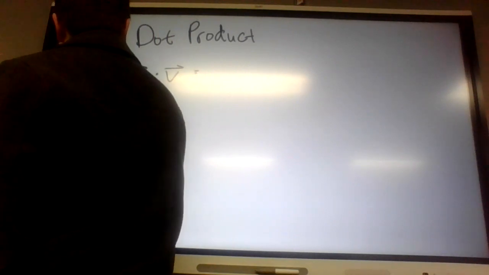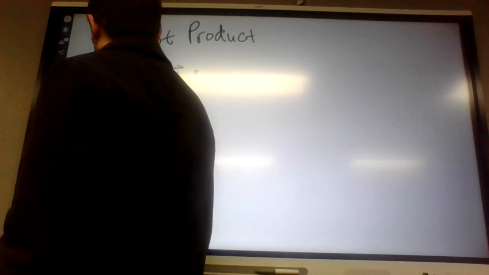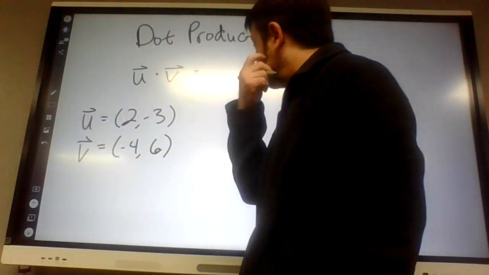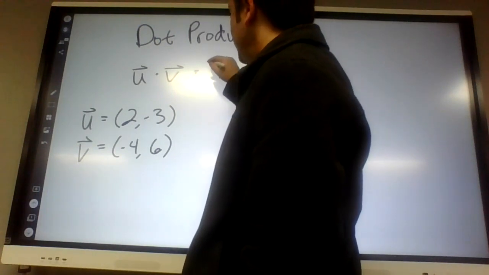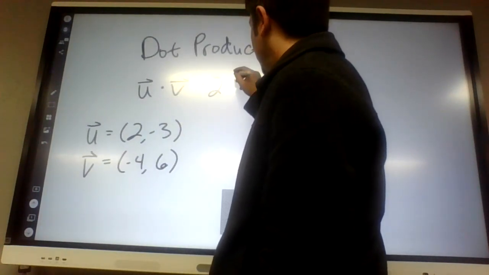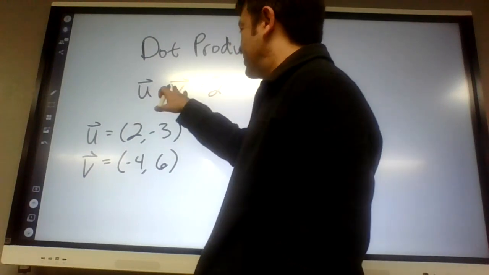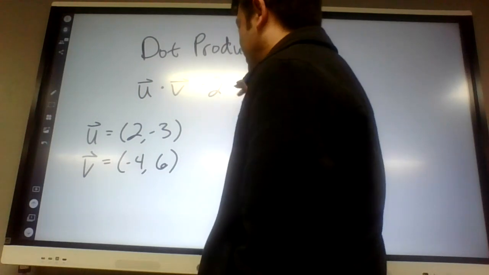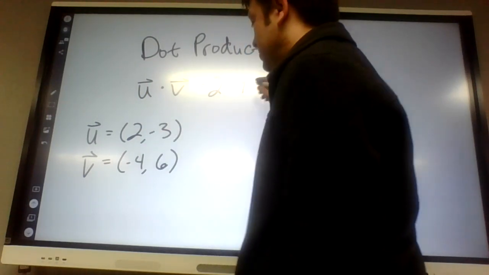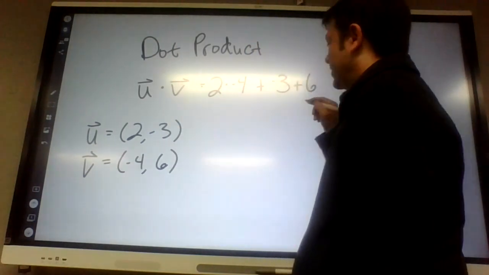Let's say u is 2, -3, and v is -4, 6. The dot product, you do the x value times the x value. You don't really multiply. There is no multiplying of vectors, so it's kind of like multiplying, but it's not really. So you do 2 times -4 plus -3 times 6. So it gives you one value.